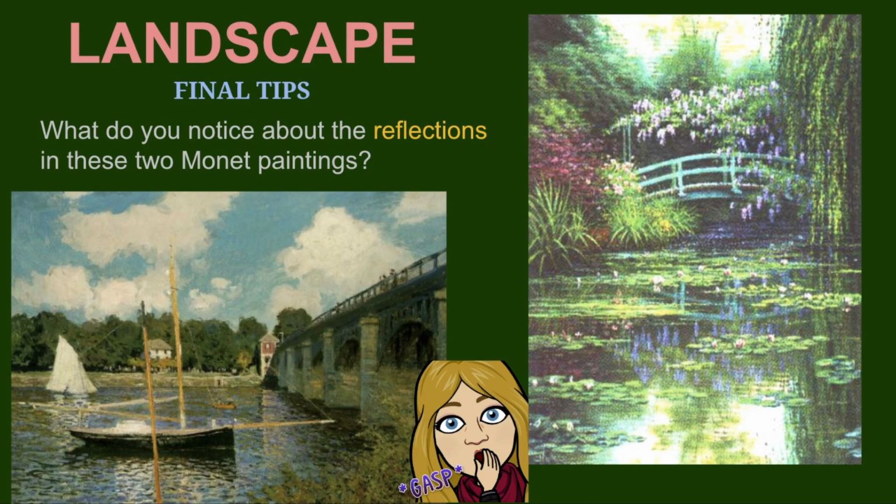But again, when something is reflected, it's going to go vertically down from something. And that kind of depends on what's being reflected, because if the bridge was being reflected, as you can see in the image on the right, it's actually reflected horizontally. It's really hard to see the reflection of the bridge because the lily pads get in the way, but hopefully you guys can see that as well.